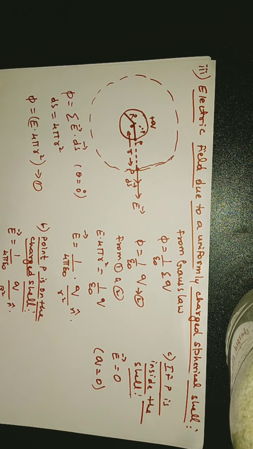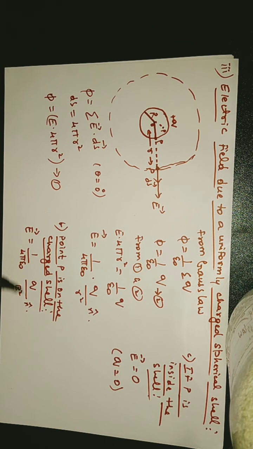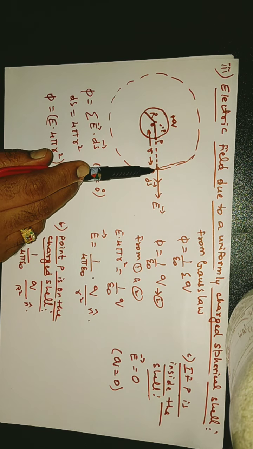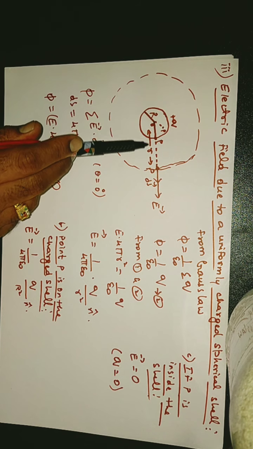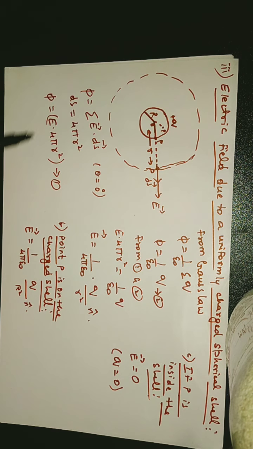We considered a special case here. If the point P is on the charged shell, as we considered here, then everything will be the same except for the distance from the center. It will be equal to the radius of the sphere, which is capital R. So I have to just replace small r by capital R in this expression. E is 1 by 4 pi epsilon into q by r square.